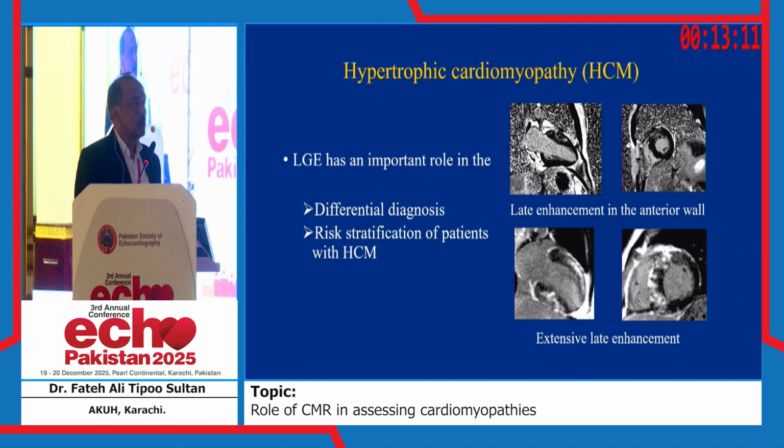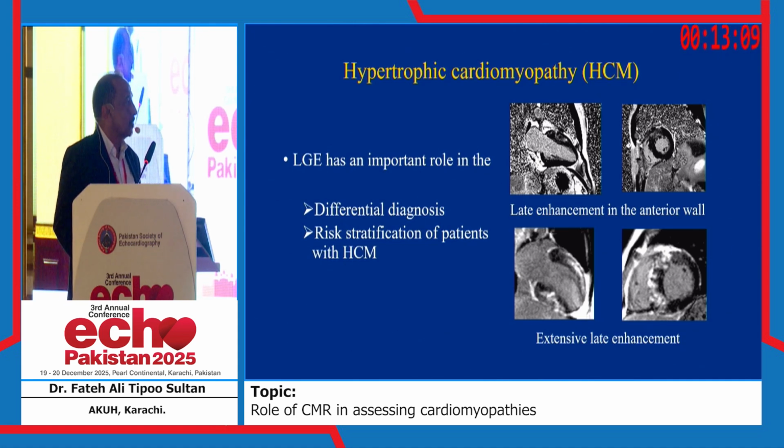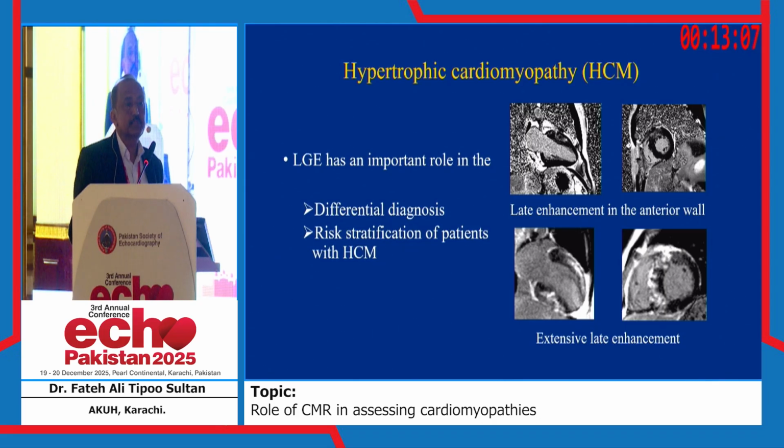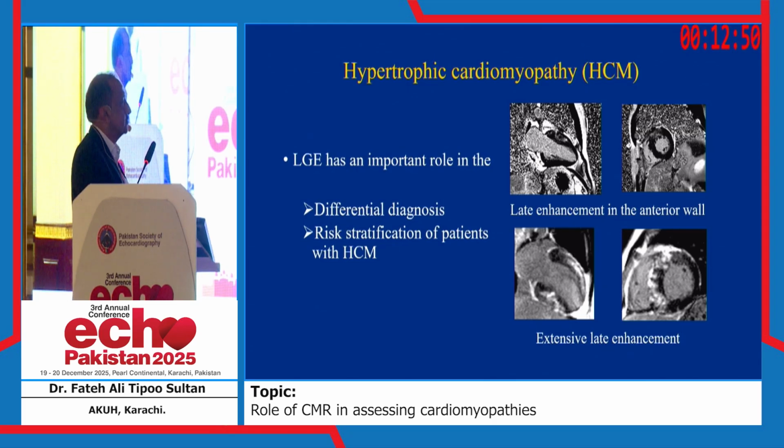CMR is also useful for risk stratifying patients with hypertrophic cardiomyopathy, as well as for making the differential diagnosis of hypertrophic cardiomyopathy. These are two cases in which you can appreciate delayed enhancement and significant patchy hyperenhancement, which signifies a high risk patient.